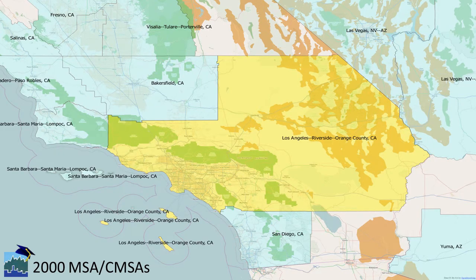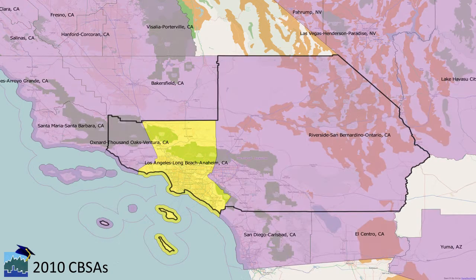So let's take a look at an example. Here you see a map of the Los Angeles metro area. The area in yellow is the Los Angeles, Riverside, Orange County CMSA according to the 2000 census definition. Other areas in light blue are smaller MSAs.